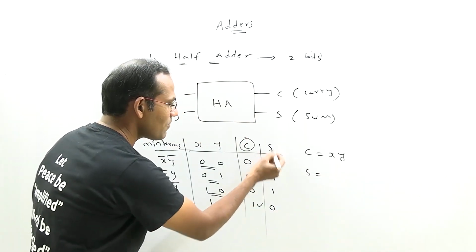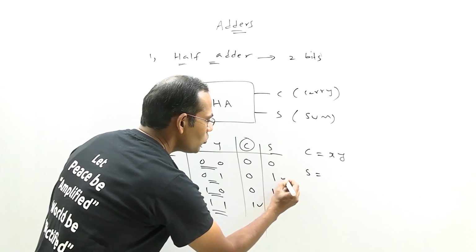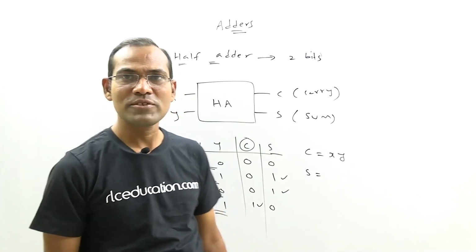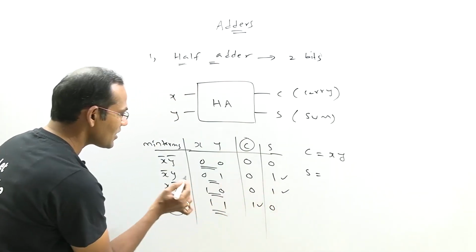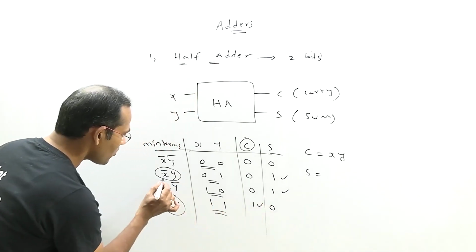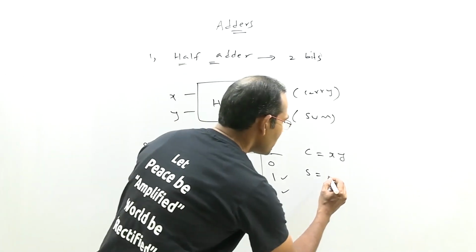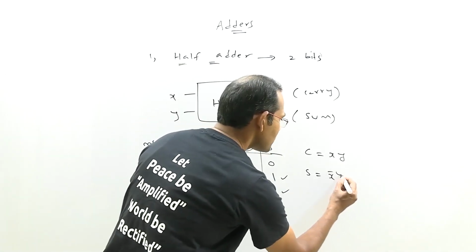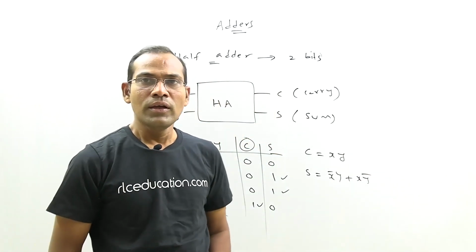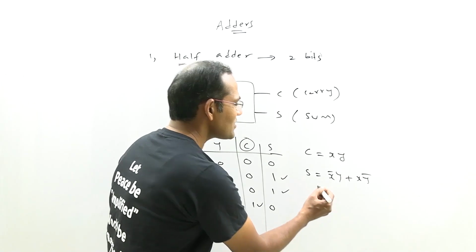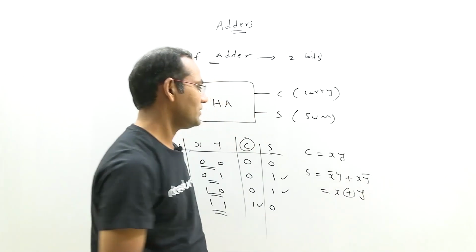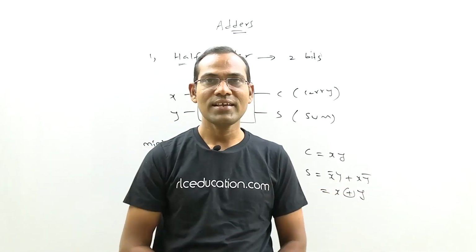Now see the sum output. Here 2 ones are there. So it is sum of 2 minterms. Here 1 is there, the corresponding minterm is x bar y. Here one more 1 is there, the corresponding minterm is x y bar. So it is sum of 2 minterms. And if you observe sum carefully, it is nothing but XOR of x y. X bar y plus x y bar means XOR of x y.